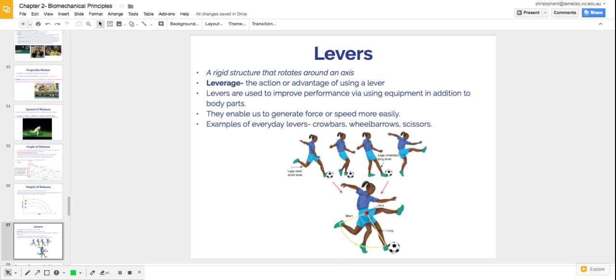We go through now levers. A lever is a rigid structure that rotates around an axis. We use levers to improve performance, and we usually use equipment in addition to body parts, and that will allow us to generate more force or speed more easily. You can think about examples such as using a crowbar, a wheelbarrow, or scissors. They're examples of using levers.